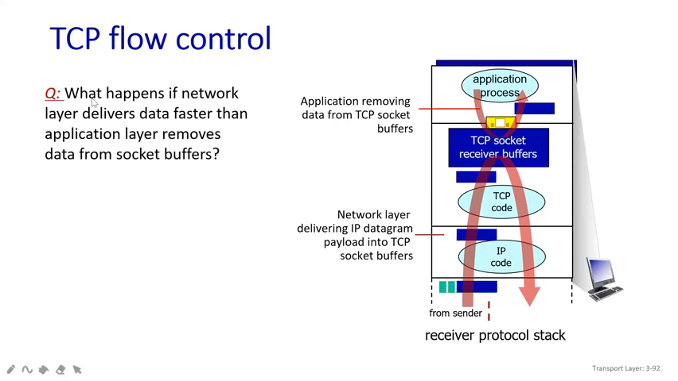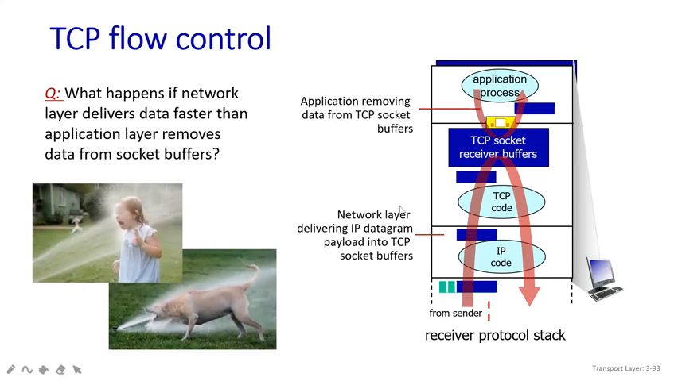So now the question arises: what happens if the network layer delivers the data faster than the application layer removes the data from the socket buffer? Suppose the network layer delivers the data very fast, but the application layer is unable to remove the data. At that time what will happen, that you also need to see. You can see the diagram here. In this diagram there are two pictures. So how are we going to relate this picture to our TCP flow control?